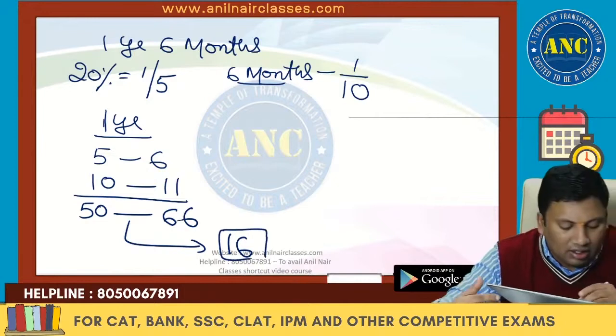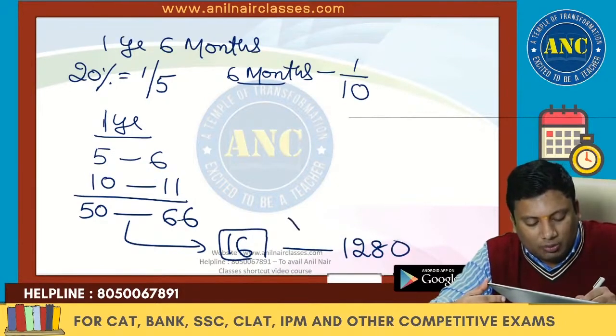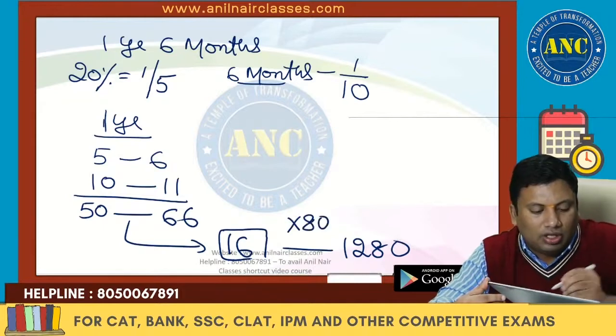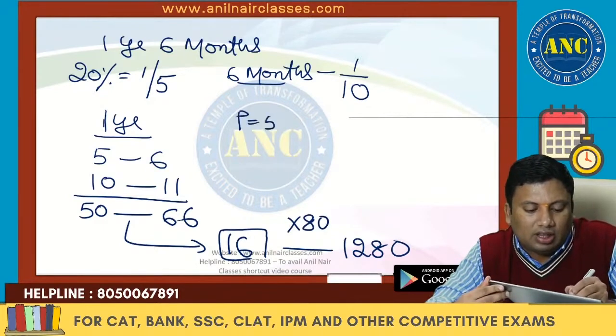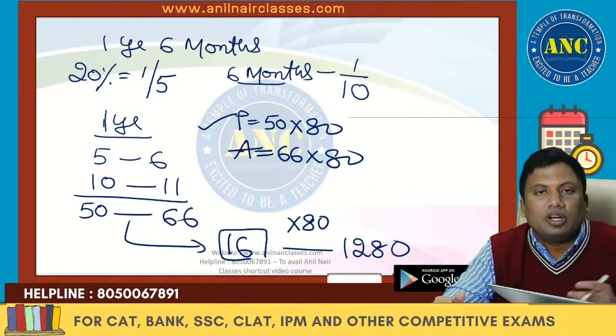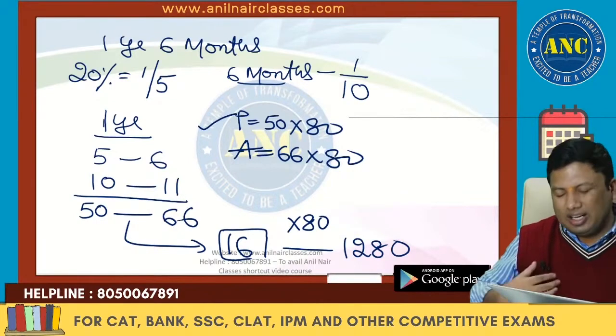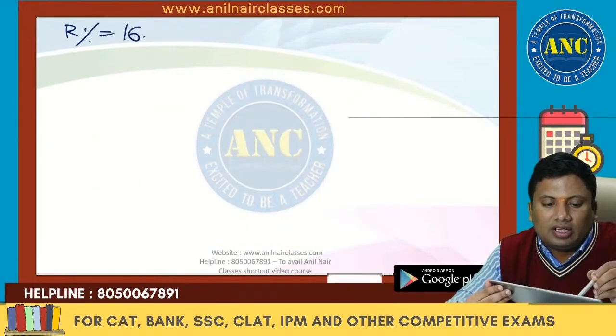Is it given in the question? 1280. That is exactly what I told you, just be a little patient. Into 80. Principal is 50 into 80. Amount is 66 into 80. I hope you can solve this question orally also. Everybody, I hope it is clear. Tell me these answers orally.